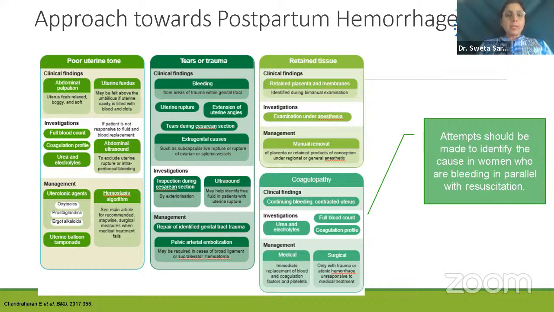We check the uterus for any retained placenta or not. And after the uterotonics and hemostasis, we transfuse blood as per the need of the patient. So the first thing is ABC, like in any emergency, and then find the cause of PPH, treat it accordingly and administer uterotonic agents. Next slide.